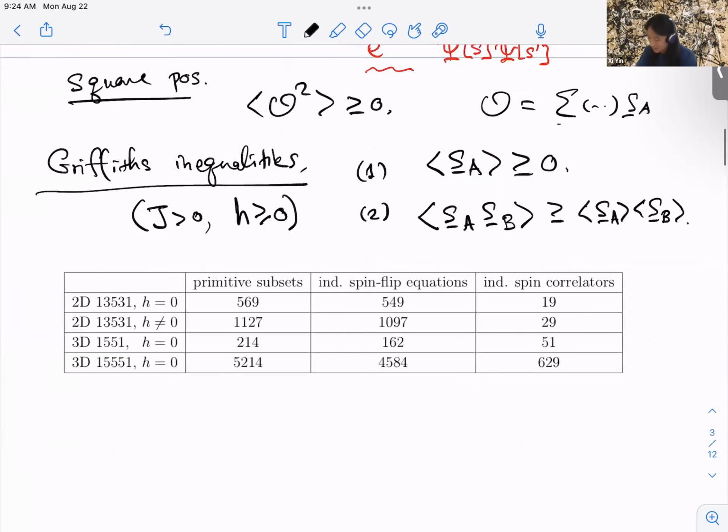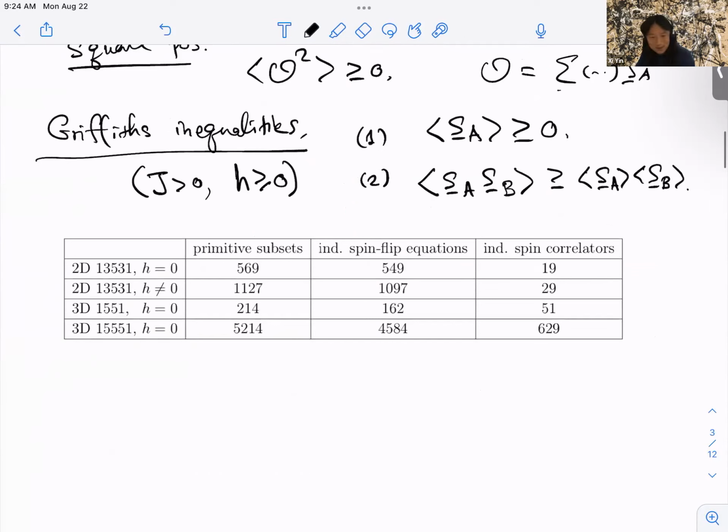Okay, so now first let me describe the kind of regions we work with. As I mentioned, we work with 2D. We have this 13531 diamond. That's what I'm talking about here. We can consider the case with magnetic field or without magnetic field. Without magnetic field, there's a simplification, which is that we can ignore odd number of spin insertions.